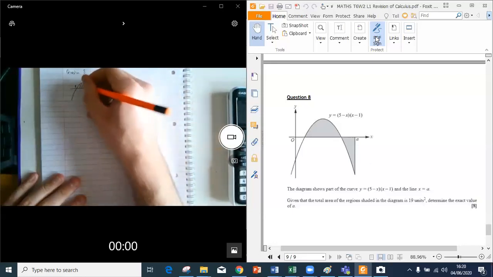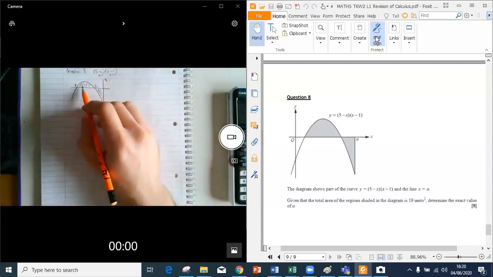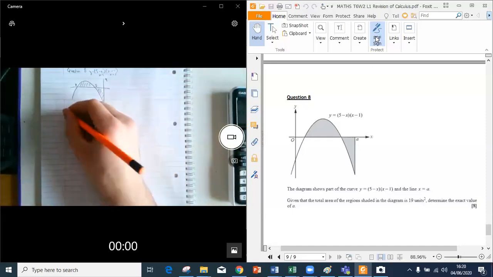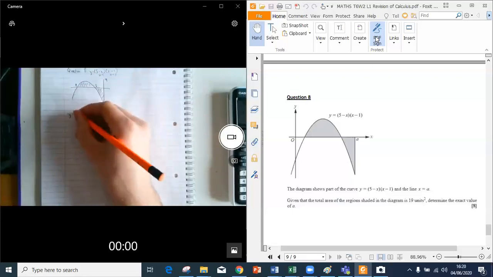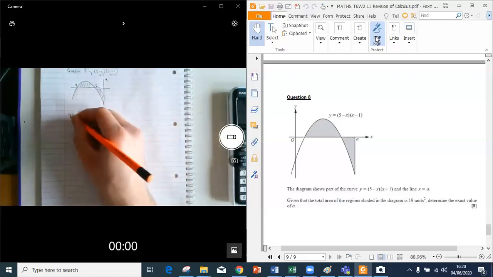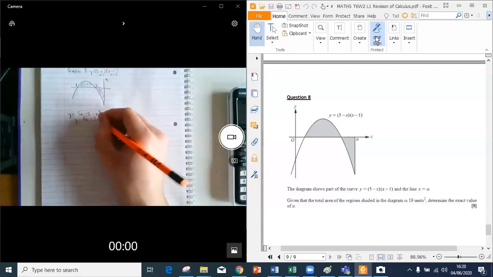And we know that these two areas added together gives us 19. So we're going to have to integrate. So let's expand that bracket first. So y equals, let's do some quick expanding, 5x take away 5, minus x squared plus x, so y equals 6x minus 5 minus x squared.